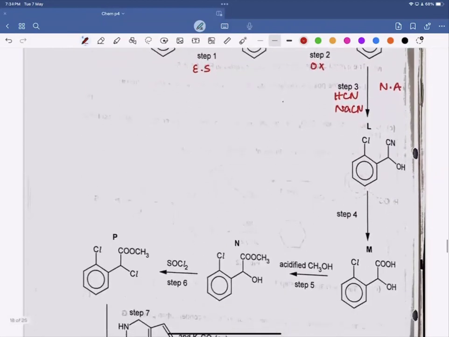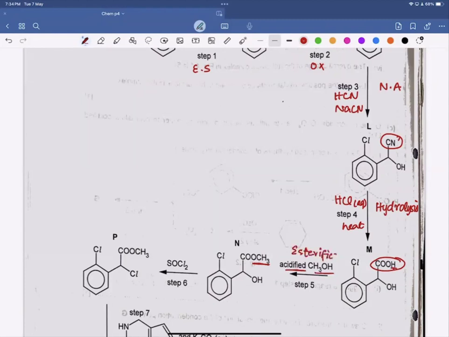Now in step 4, you will see that this CN is turning into carboxylic acid, so this one is a hydrolysis, and as an acid is formed, it's an acidic hydrolysis, and for acidic hydrolysis we heat it with any dilute acid. Now over here, this carboxylic acid group has its hydrogen substituted with the alkyl chain, and acidified methanol is used. So it's an esterification reaction, which we further call a condensation reaction. Ester is being formed, so the name is esterification and the type is condensation reaction.